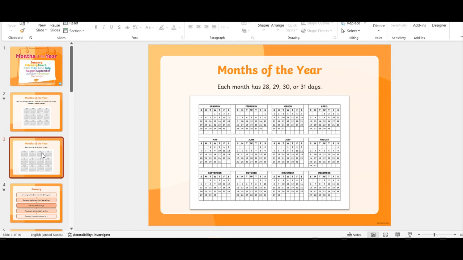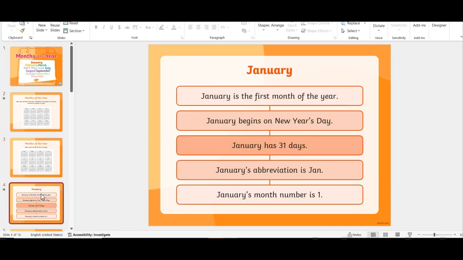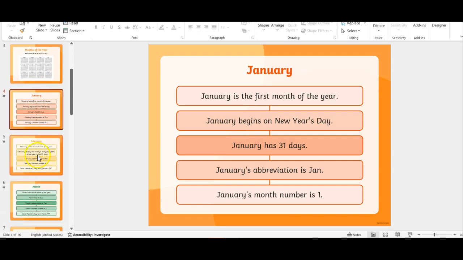So we're going to have a look at a few of the months of the year. We won't have a look at all 12. You can look at the rest of them with your family at home. So the first month of the year is January, and it begins on New Year's Day, the 1st of January, which is the first day of the year. And if you don't want to write the whole of January, you can use the abbreviation JAN, J-A-N. And this is the first month of the year. January is month number 1.